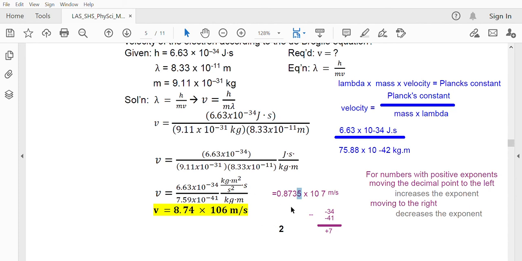Now, why do we need to drop the number? It depends on the significant figures here. We have 3 significant figures. We have another 3 significant figures. So the least number of significant figures is 3. That is why we need to round off the answer to 3 significant figures. That is why it is 8.74 times 10 to the 6 meters per second.